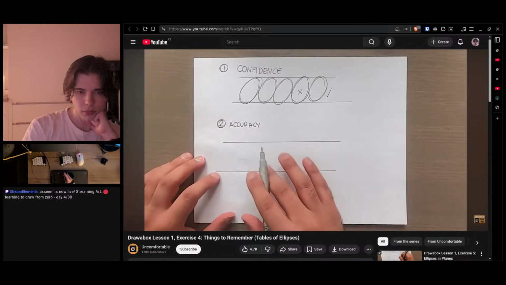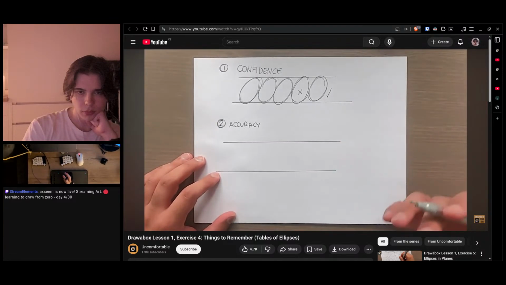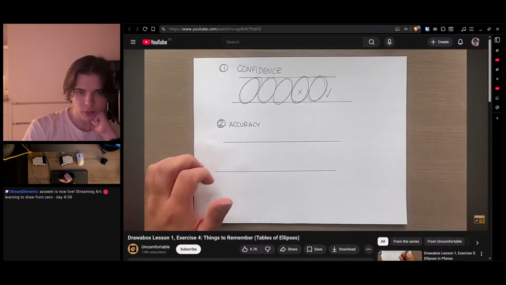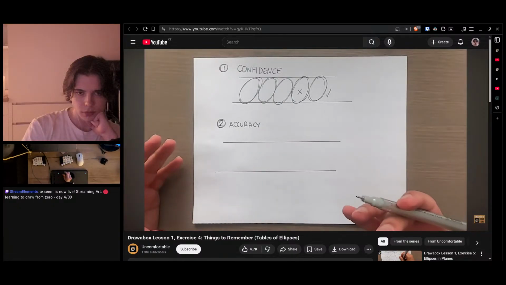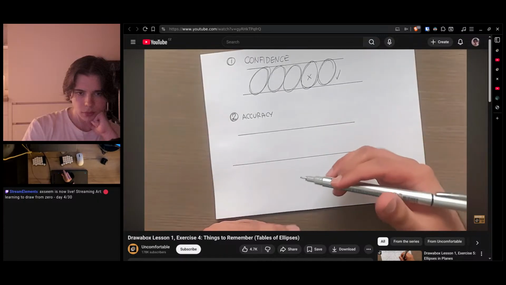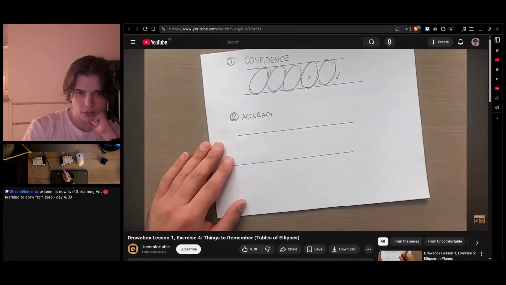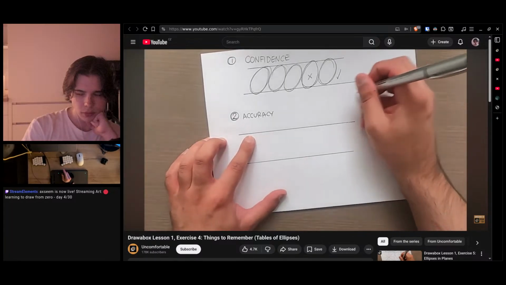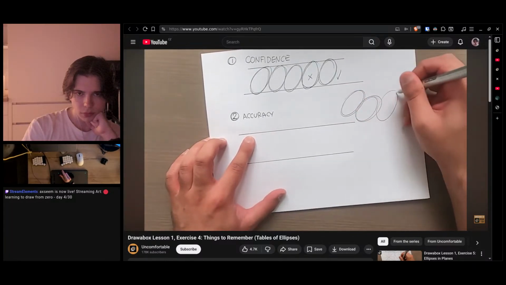Next, let's look at accuracy, because once you've got that confidence under control and you are executing every mark smoothly and focusing on flow, then without losing that confidence, we start thinking about accuracy. And in this exercise, we have certain limitations to where we want to place our ellipses. We always focus on what is the goal? What is my intent? We're not just drawing a bunch of random ellipses, hoping for the best.